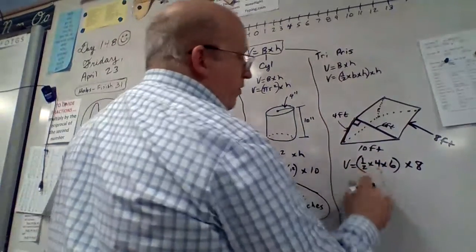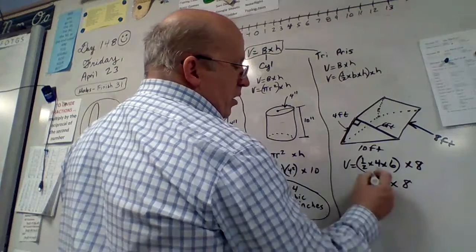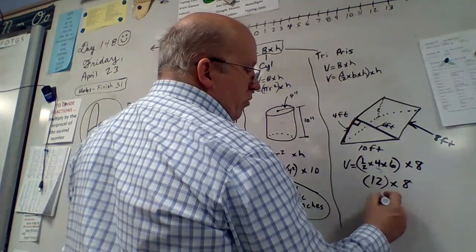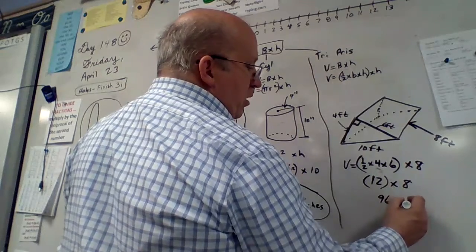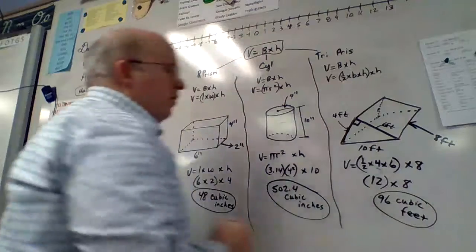So when I solve this, what do I get? I get 12 times 8. And 12 times 8 is what? 96. And that would be cubic feet in this particular case.